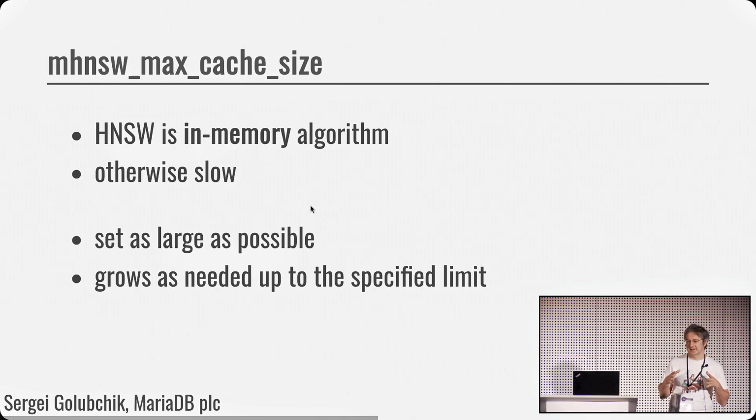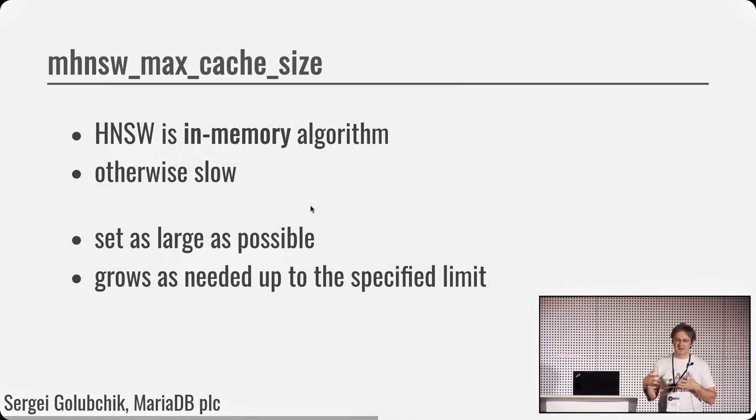The thing is to understand the original HNSW algorithm. It was designed to be an in-memory algorithm, so it works best if the whole data set, all the vectors, the whole vector index fits in memory. If it doesn't, it will still work in MariaDB, but it'll be slower, and depending on how little memory you have, it can be much slower or a little bit slower. So the max cache size limits how much memory this index will use, and it's safe to set it as large as possible because it will not grow to all that memory at once.